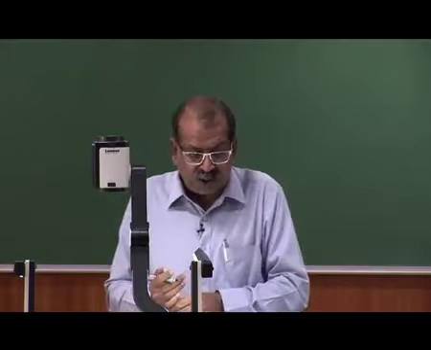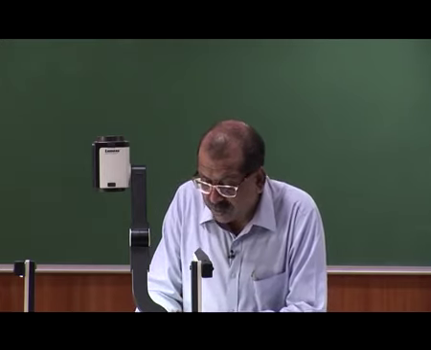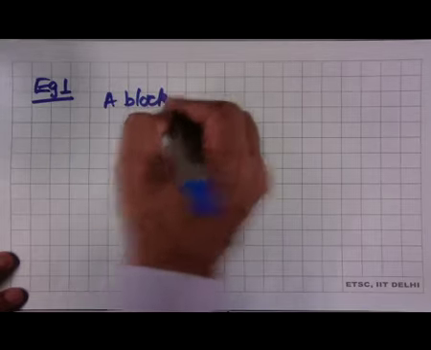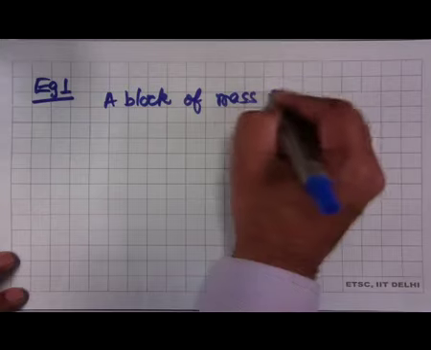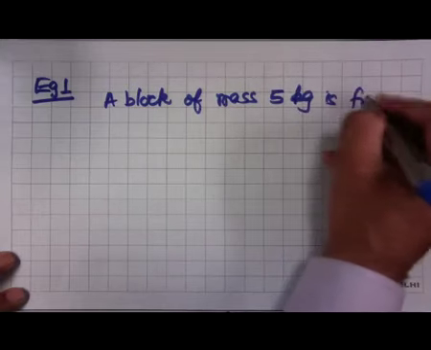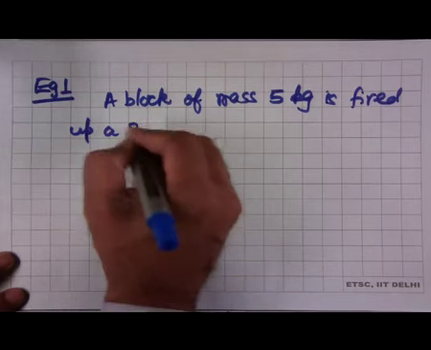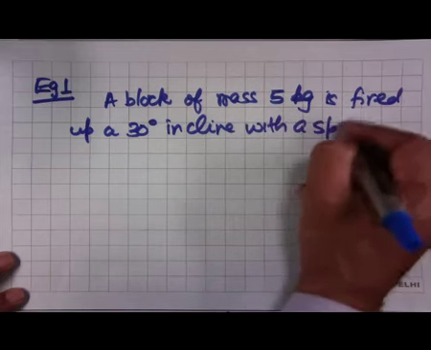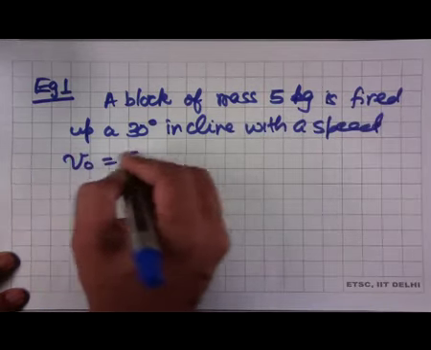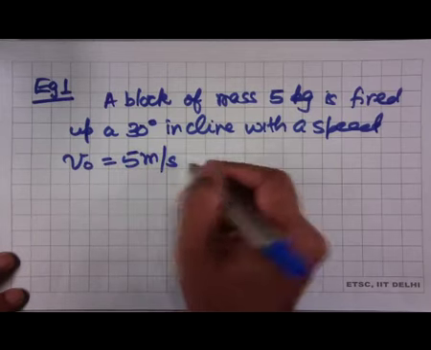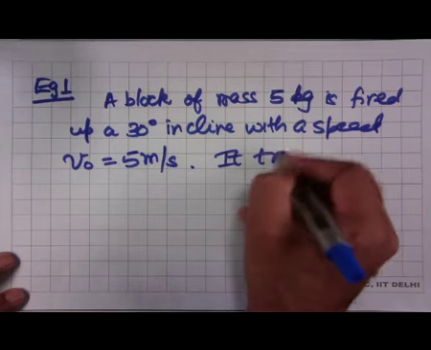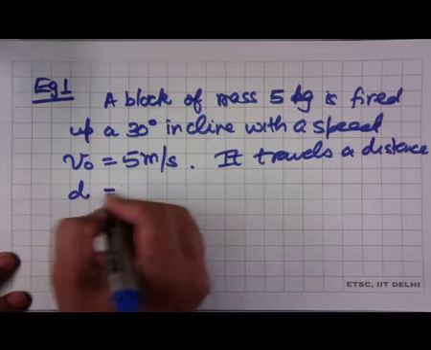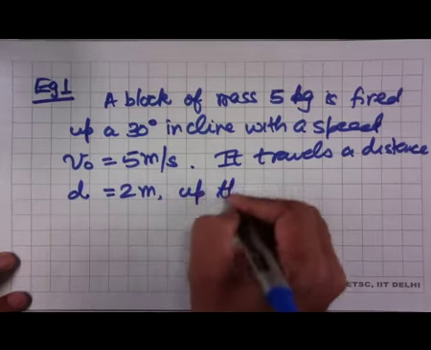Now, let us come to specific problems. So, let us look at example 1. A block of mass 5 kg is fired up a 30-degree incline with a speed v0 is equal to 5 meters per second. It travels a distance d is equal to 2 meters up the incline.